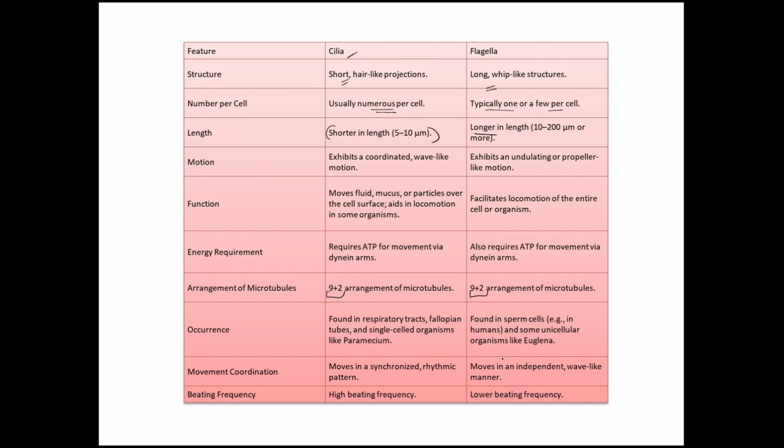Right? Now cilia move in a synchronized rhythmic motion, whereas flagella move in an independent wave-like manner. Cilia are found in the respiratory tract, the fallopian tube and in Paramecium, whereas flagella are found in sperm cells and in Euglena.